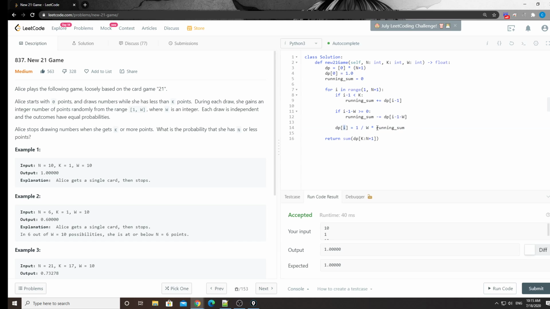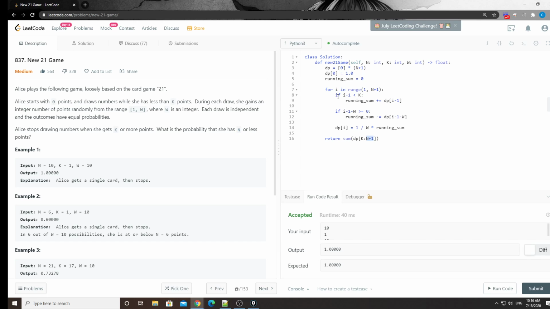We use the previous points' probabilities times this 1 divided by W, because each of them is independent. And then once we have each point's probability, we just need to get the summarized probabilities from K to N, because that's what we need. We have to get K first and then up to N.